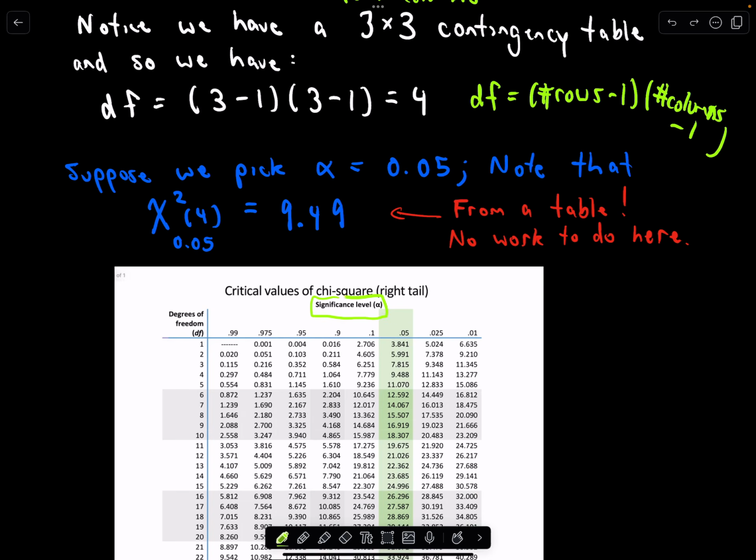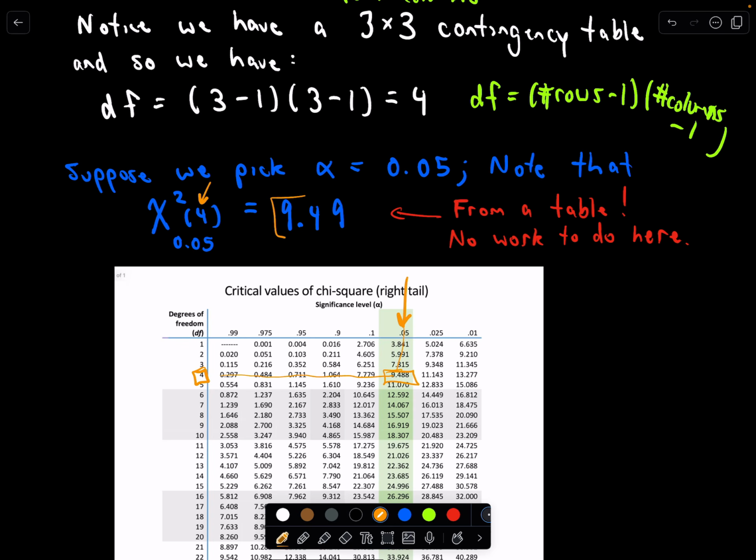So it says, okay, this is my significance level alpha. We want alpha equal to 0.5. The degrees of freedom was equal to 4. And now I just look where those intersect. I'm getting 9.488, which, okay, we can round to 9.49. So again, there's nothing to do here. Just look at a table.